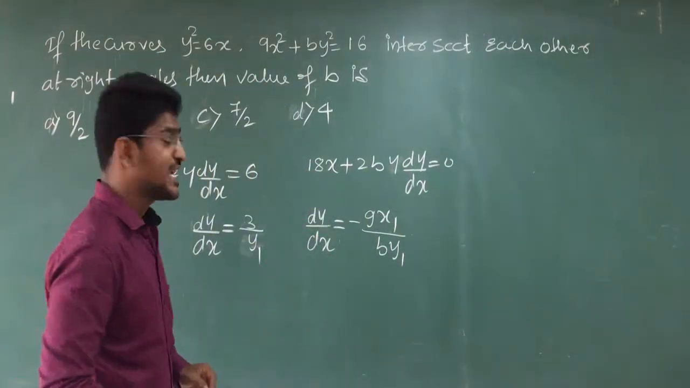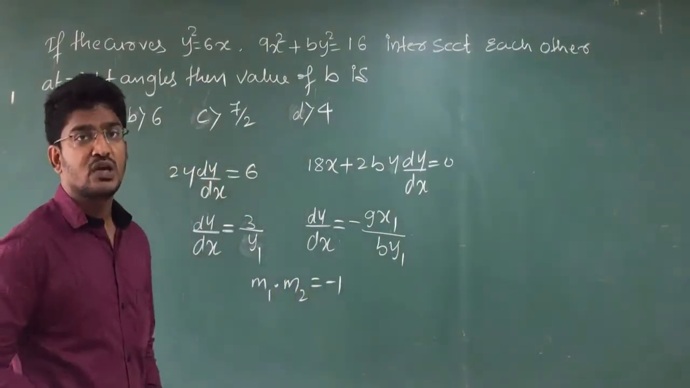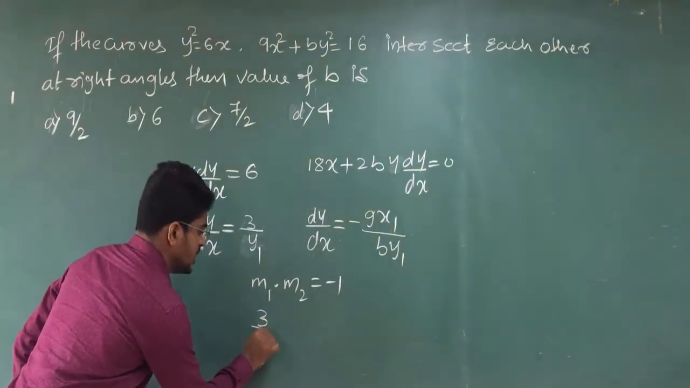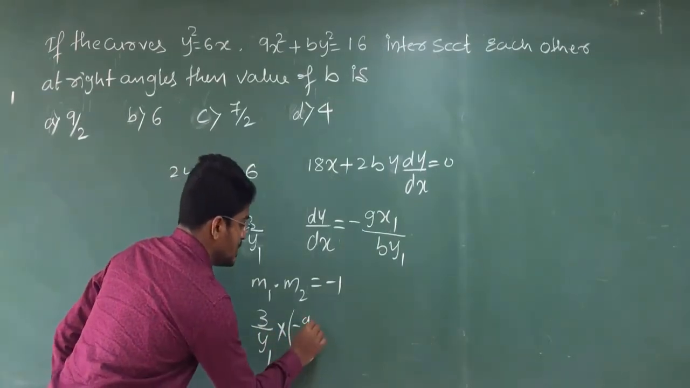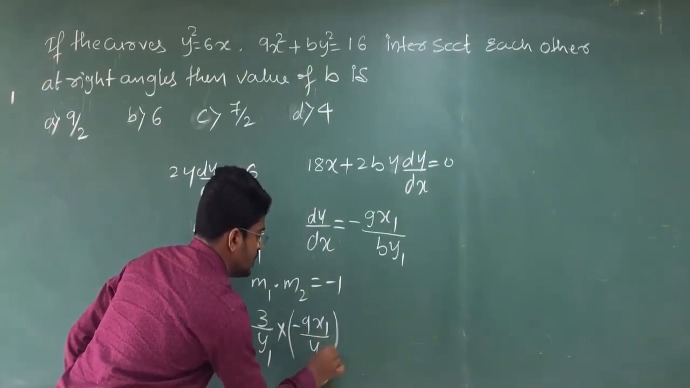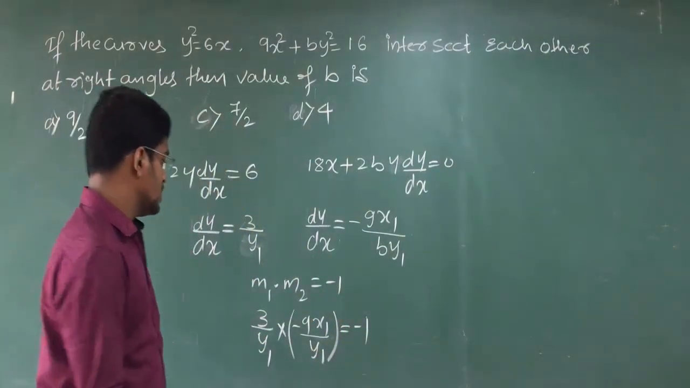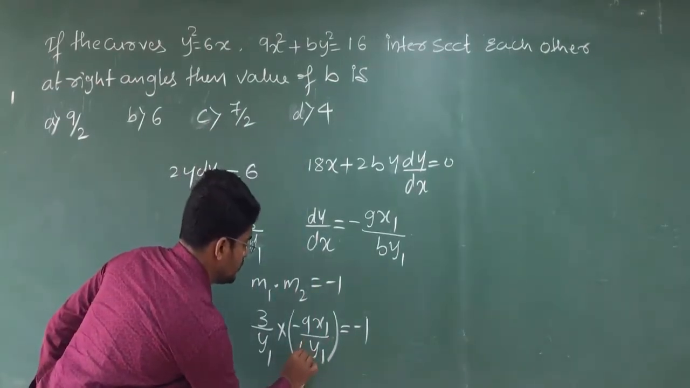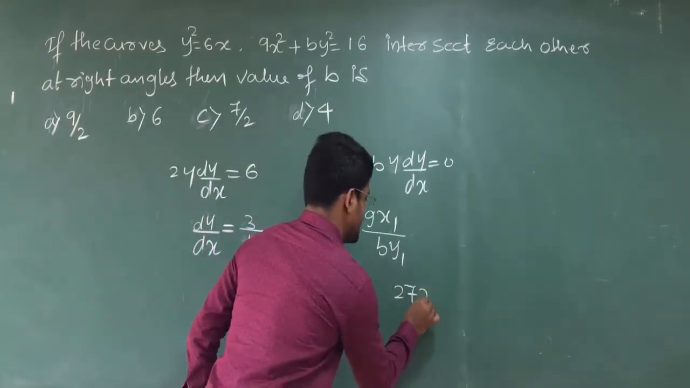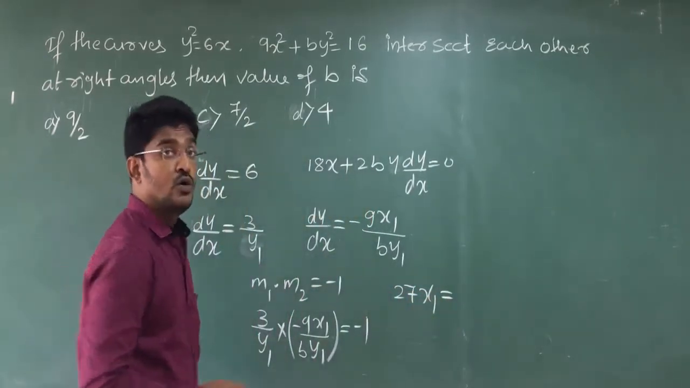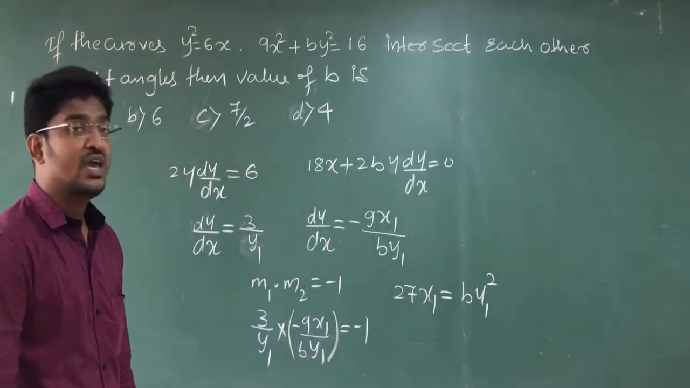So from this I can take m1 into m2 equal to -1. So that is 3 divided by y1 multiplied with minus 9x1 divided by by1, and that is equal to -1. So as you all know, minus sign will get cancelled. Therefore it will be 27x1 equal to by1 square.